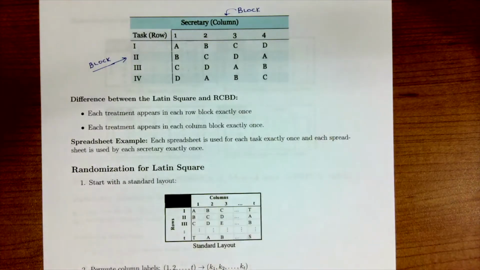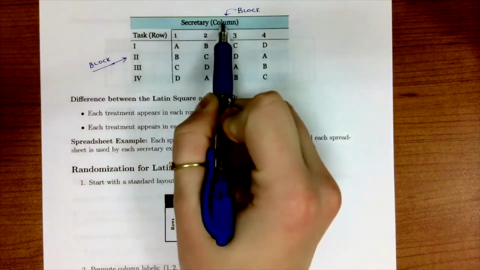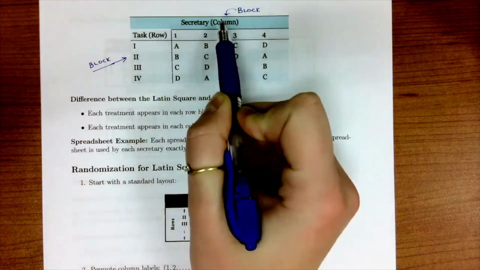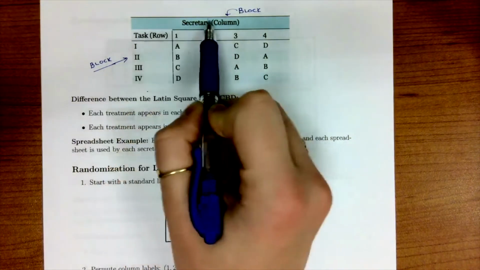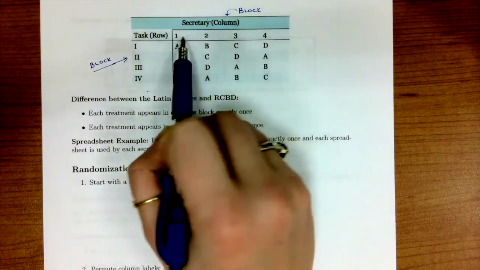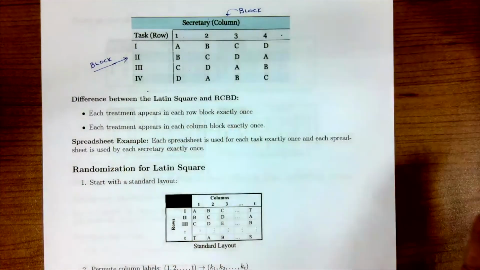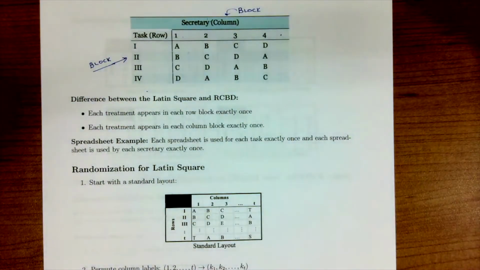Now that we've laid down the idea of a Latin square, that we're able to use these 2 blocking factors with one treatment, let's talk about randomization. Before I talk about randomization, I just want to remind you that row and column is a very arbitrary sense. I could have easily taken secretary and put it here, and we had 1, 2, 3, 4, and task up here and put in Roman numerals 1, 2, 3, 4. So it doesn't matter which way you lay this out in this case.